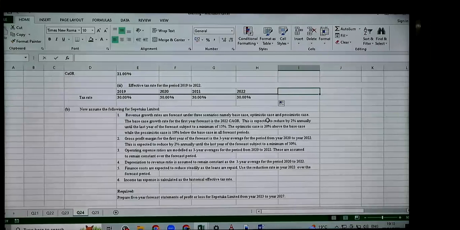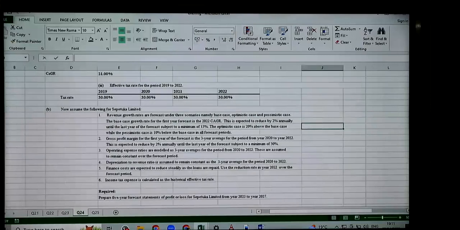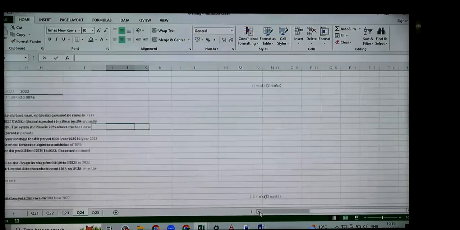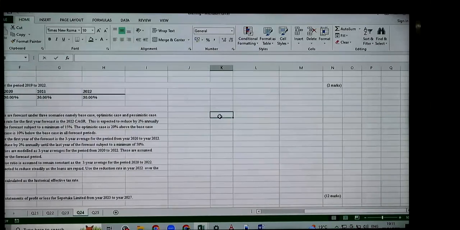This is expected to reduce by 2% annually until the last year of the forecast, subject to a minimum of 15%. The optimistic case is 20% above the base case, and the pessimistic case is 10% below the base case in all forecast periods. So we shall first create the assumptions. We can't create without the assumptions. So I'll come here and I do Control B, then assumptions.